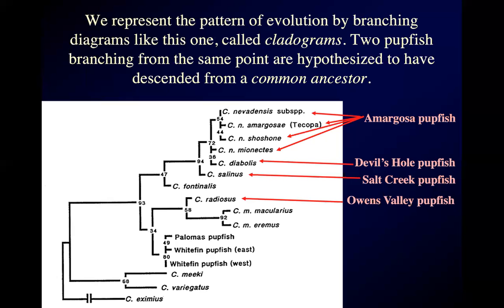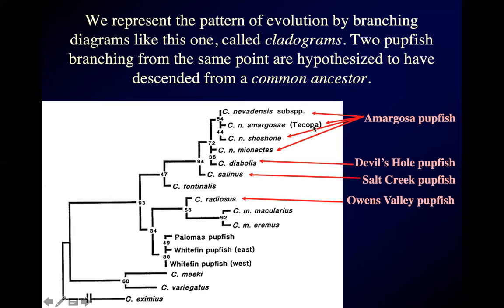And then below it, C. diabolus, the devil's hole pupfish. That's the second one that we saw. And then the third and the fourth you can see, and then there's some other ones down there. All of these names are connected with lines, and you can see that lines lead back to common branch points.